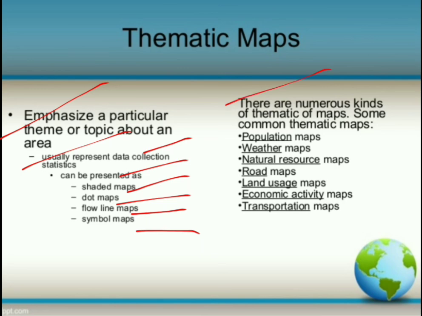There are numerous kinds of thematic maps we will find in the atlas. Some common thematic maps are population maps, weather maps, natural resource maps, road maps, land usage maps, economic activity maps and transportation maps. So these are some types of thematic maps.